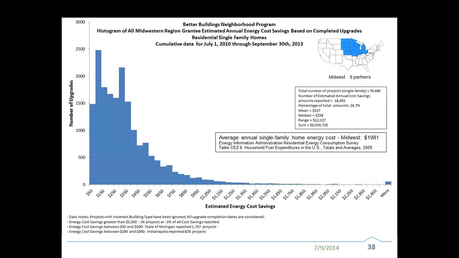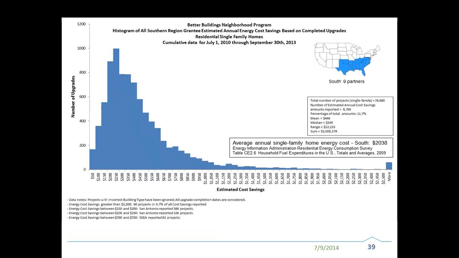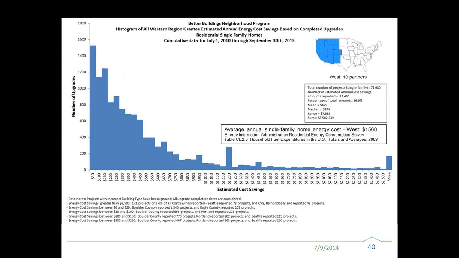And we have the Midwest. So the dynamics change a little bit in the Midwest, and of course the energy costs in the Midwest tend to be a little lower than other parts of the country, at least the Northeast or the South. And then here's the South. We had 9 partners, and then the West, where the energy costs tend to be lower than the rest of the country on average. So the energy costs are a little lower.